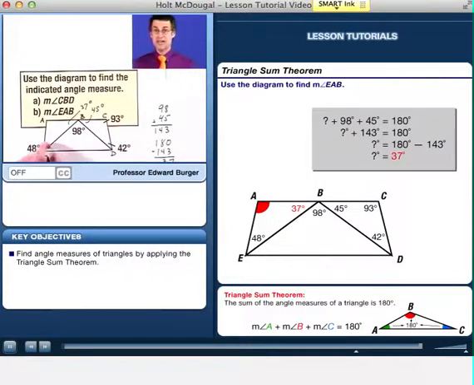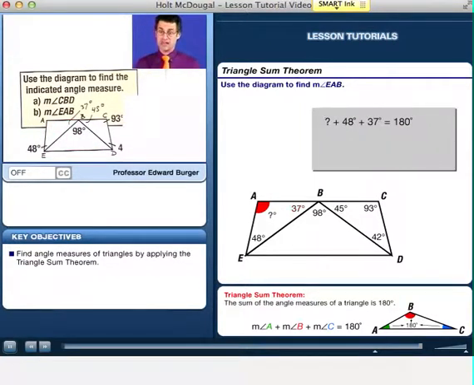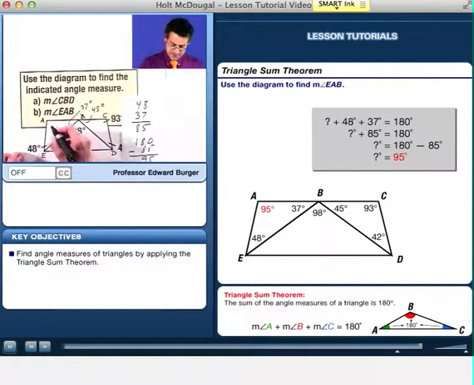Are we home free? Not exactly, because the question asked us to find this angle. But now I have a triangle, and I know the measure of one angle is 48, the measure of the other angle is 37. I know the sum of all the angles has to be 180 degrees. So if I add up these two, 48 and 37, I get 85. And I know that the sum has to be 180. And so when I subtract, I see 95. So this angle right here is 95 degrees.